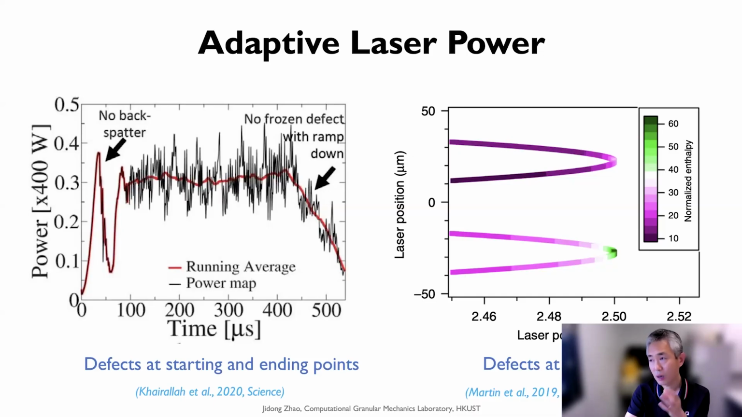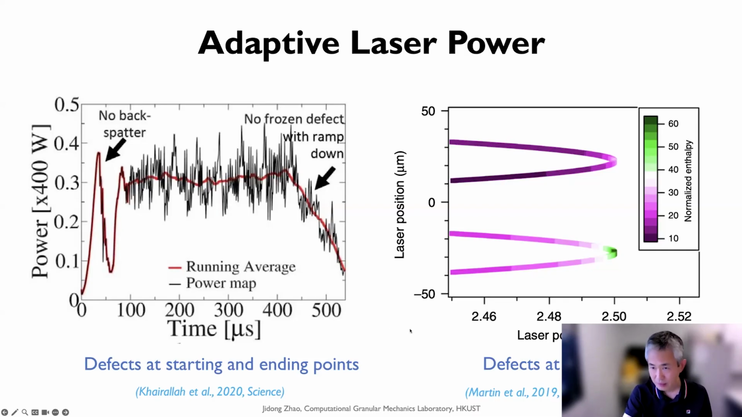Once you find that it's likely to generate a deeper keyhole and keyhole pore, you can adapt to a lower power and do it iteratively. You avoid this keyhole pore. So this is how they want to do that. But that control is not easy, and you don't have any mechanism to do that.